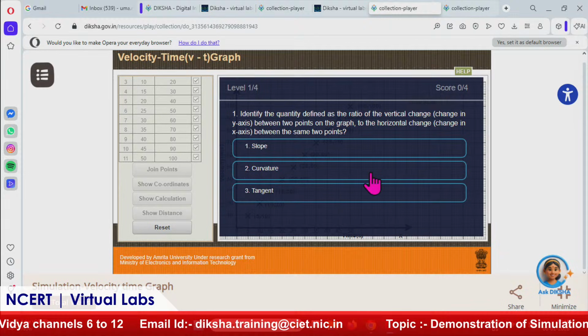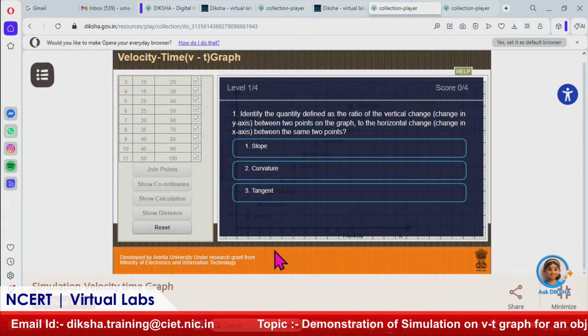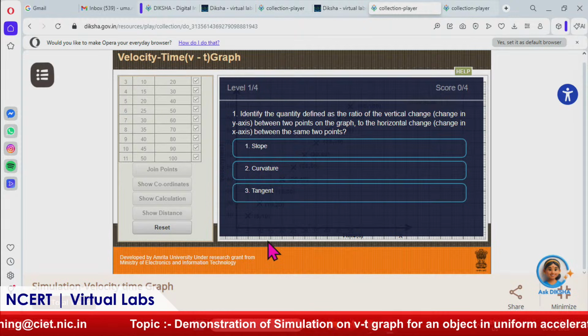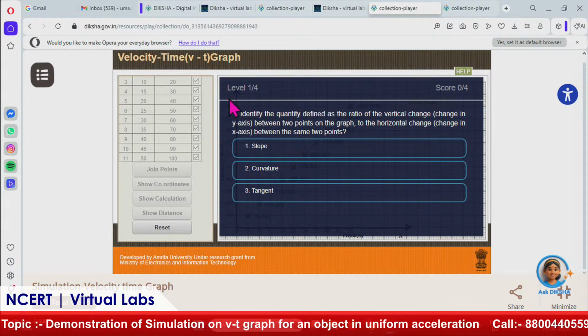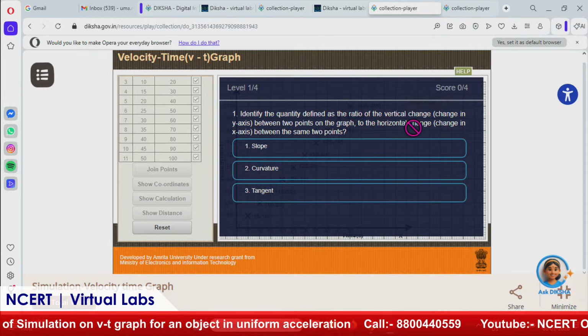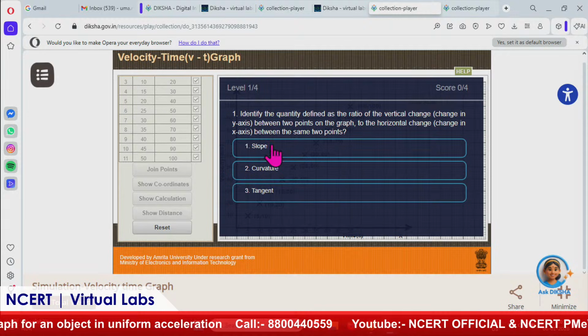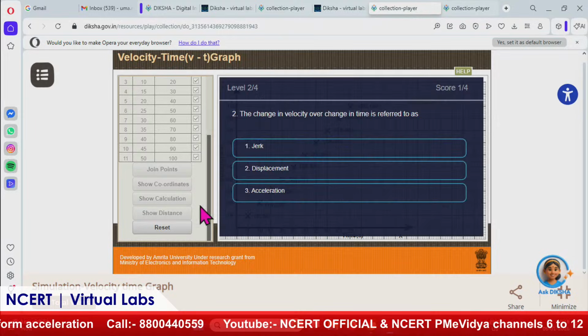Now the next feature will be enabled only when you give the answers. Okay. So it's not just interactive, it checks whether you learned it or not. That is a very important thing in the virtual lab, which I find very useful. Like, identify the quantity defined as the ratio of a vertical change between 2 points on the graph to the horizontal change. What is that? That is slope. I scored, then only it opens.